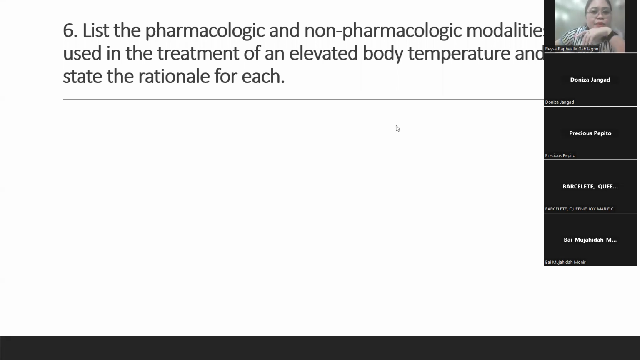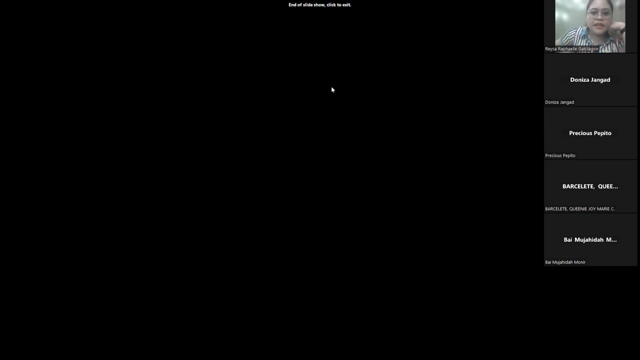Okay, so that's it. We have pharmacologic and non-pharmacologic modalities. Yung iba, nagatuog da sila. That's actually included sa non-pharmacologic modality na ginagamit if you have elevated body temperature. So that ends activity number 16.